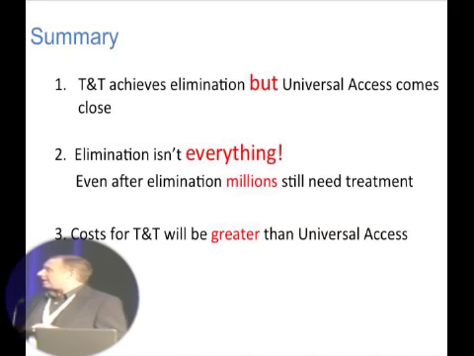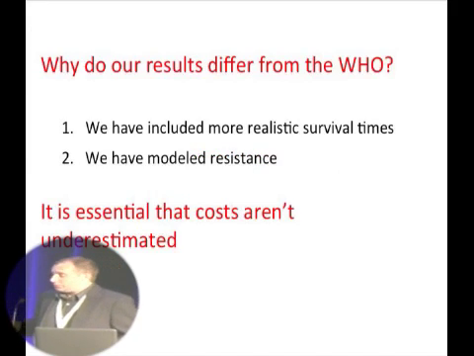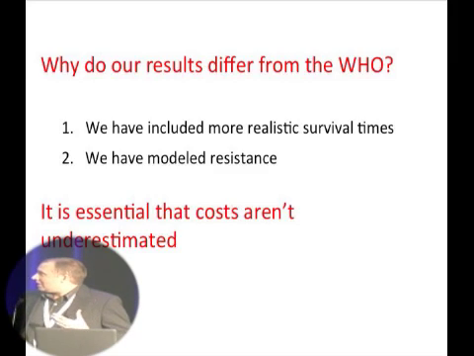So to summarize, the test and treat strategy that we've shown achieves elimination, but in fact, universal access is very close and achieves substantial reductions in incidence, like we've shown. Elimination, as I pointed out, is not everything, because even after elimination, millions of individuals still need treatment and need to maintain viral suppression. The cost of test and treat, as I've shown, will be greater than universal access, and that's in contrast to what some other models have shown, specifically some of the WHO models. This is opposite. So what is the reason for this? Well, the reason is the inclusion of more realistic survival times, and as well the inclusion of drug resistance.